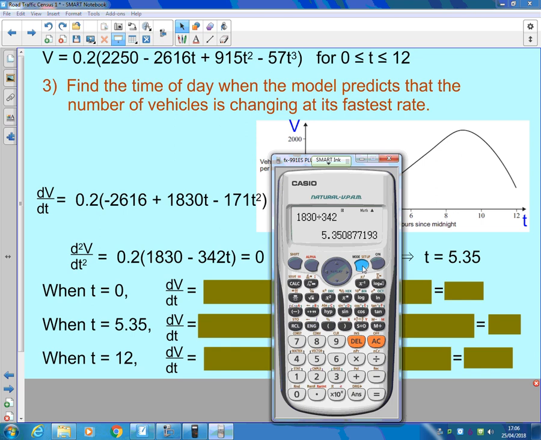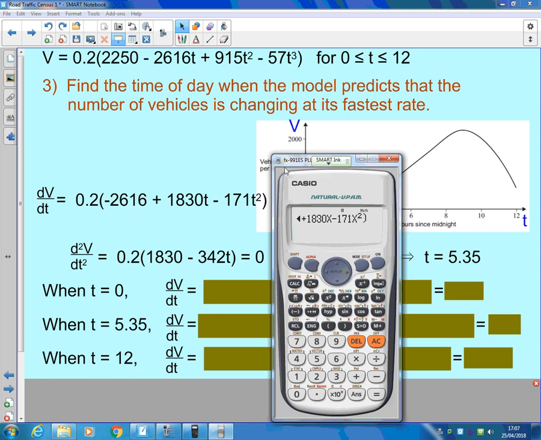We go to this. We're in mode 1. We put in our dV over dt equation, as usual, and we're substituting in three numbers. 0.2 times, open brackets, 2616 plus 1830x minus 171x squared, close my brackets. Let's check it. 0.2 times 2616 plus 1830x, okay, that bit, minus 171x squared.